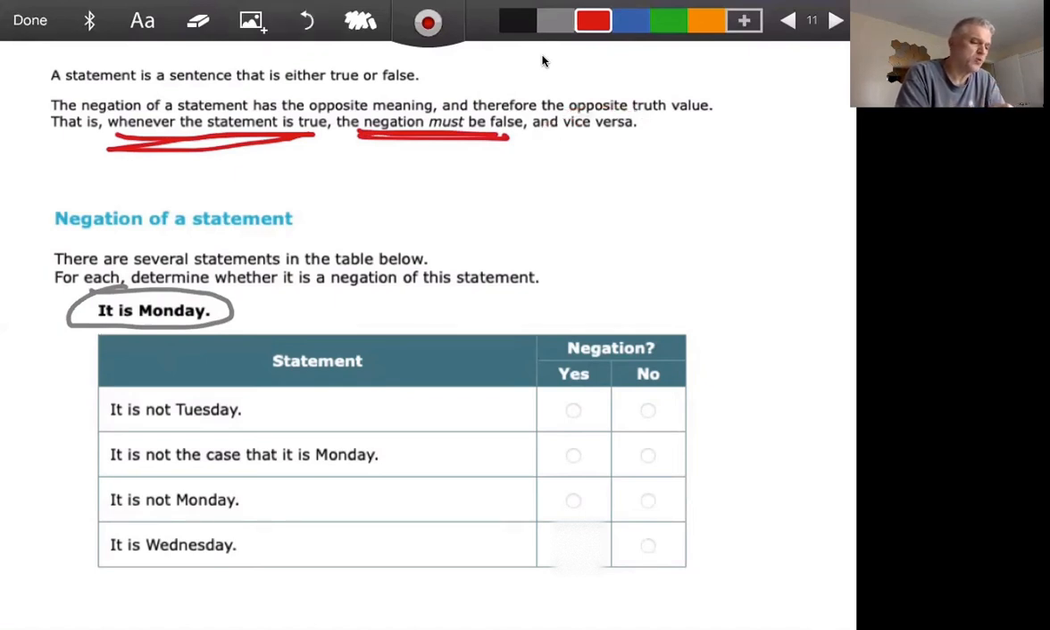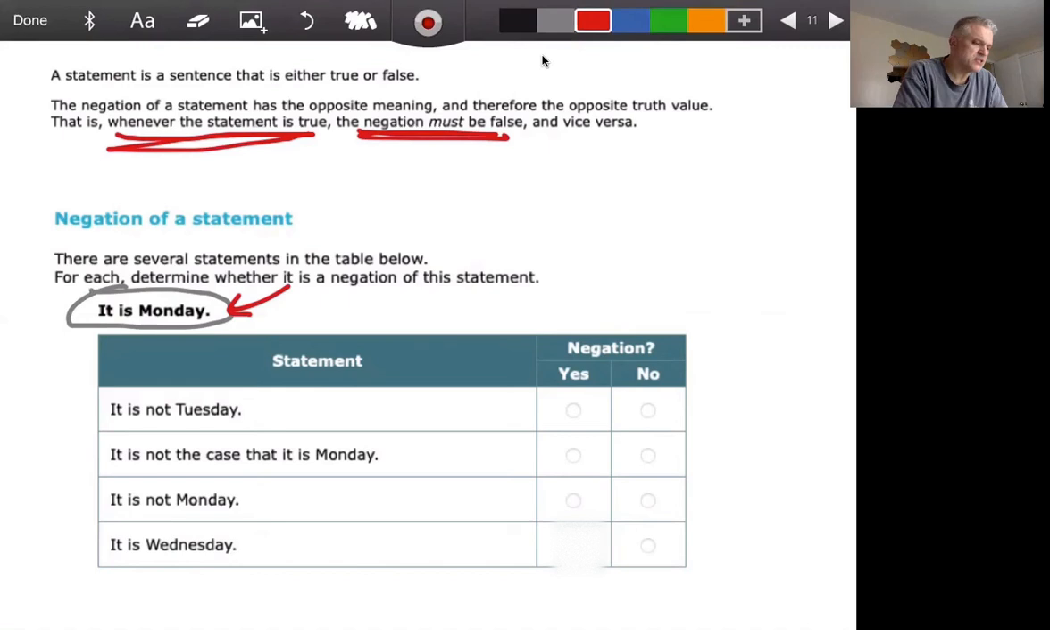And also, whenever this statement is true, your negation's got to be false. So if one of them's true, the other one's false. No matter which one is true, the other one has got to be false. There's no way they can both be true or both be false. They can't both be true or both be false. I said it again.